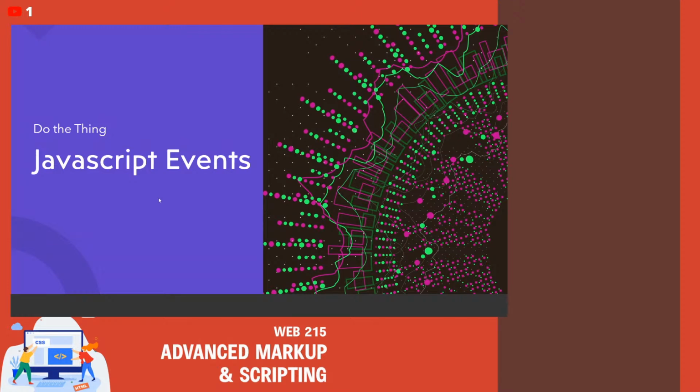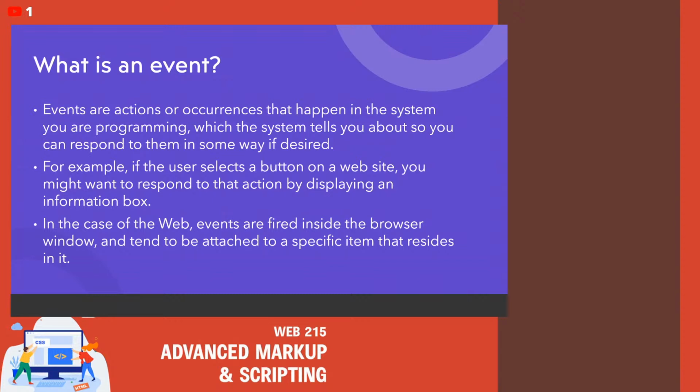Right, so just what exactly is an event? We talk about the idea of events in a lot of classes, right? Events are actions or occurrences that happen in the system you are programming. So when we think about an event, we're basically thinking about something that happens. A tap, a click, a hover, a focus, even just an amount of time passing. That's an event. And when an event happens, then we can respond to that event in some way.